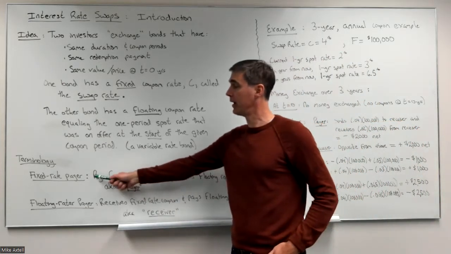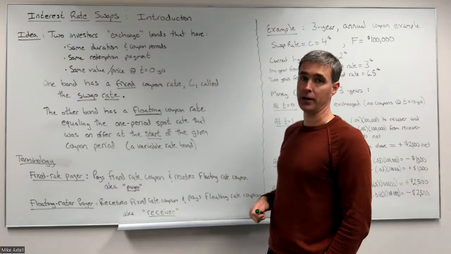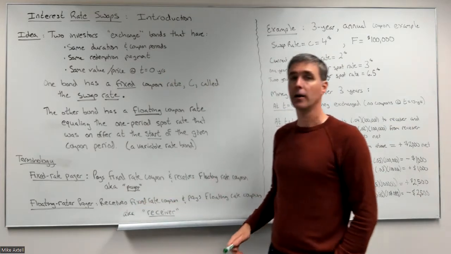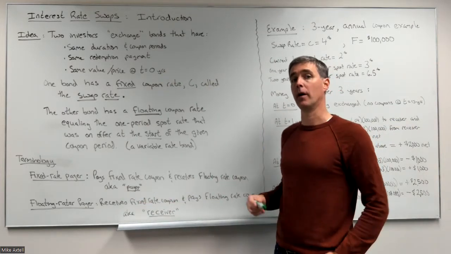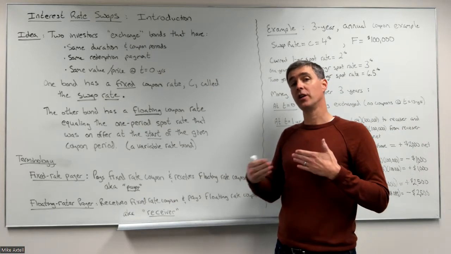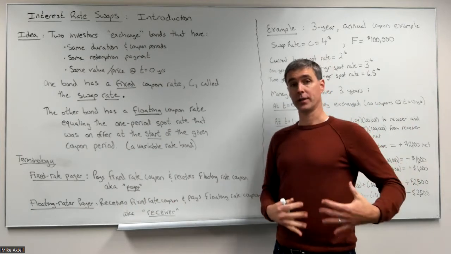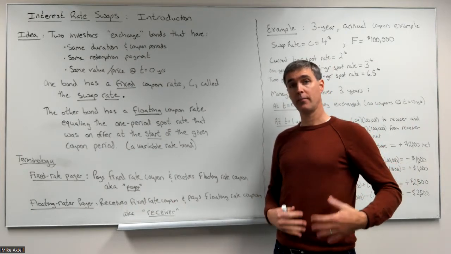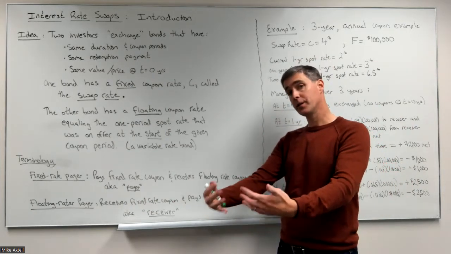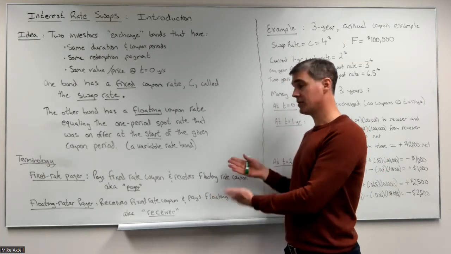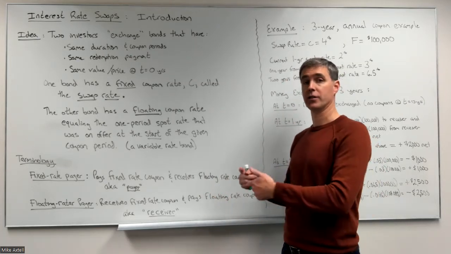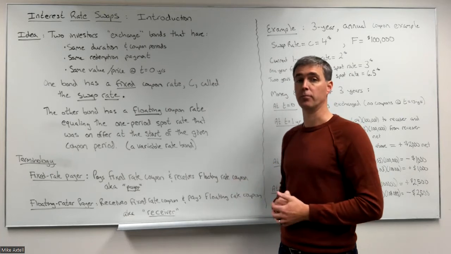So the fixed rate payer buys this fixed rate bond. The floating rate payer buys this floating rate coupon bond, and all they do is they exchange their coupons at the end of each coupon period. And since the value at time zero of each bond is the same and the redemption payment is the same for these two bonds, this is the only difference in the two bonds. So they're simply going to exchange their coupons.